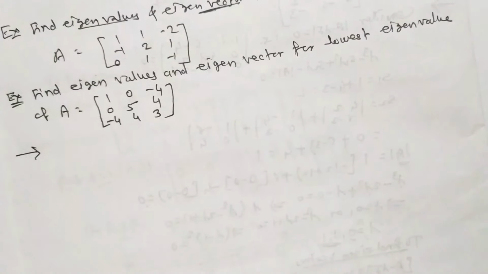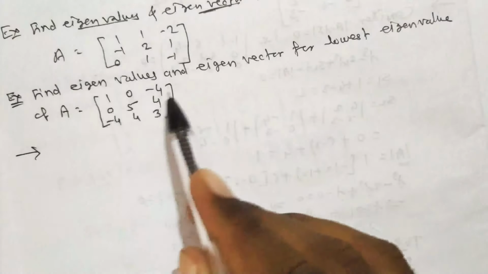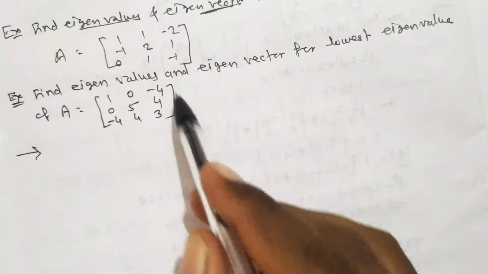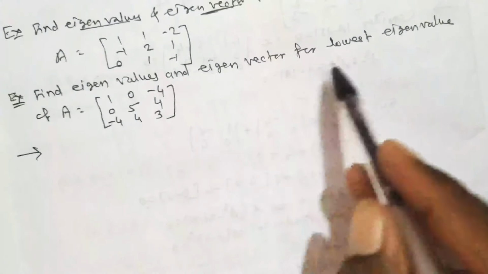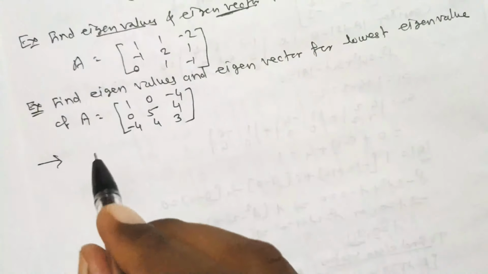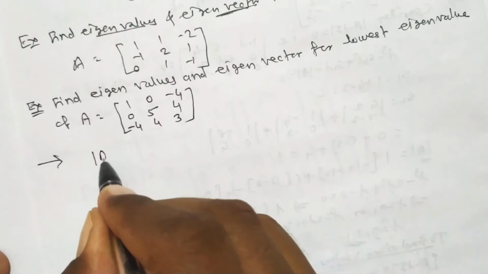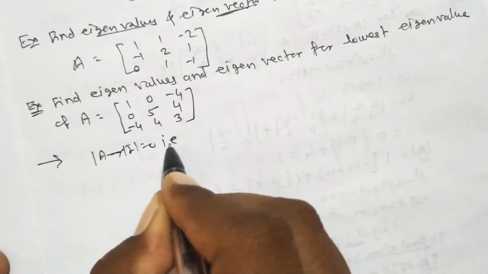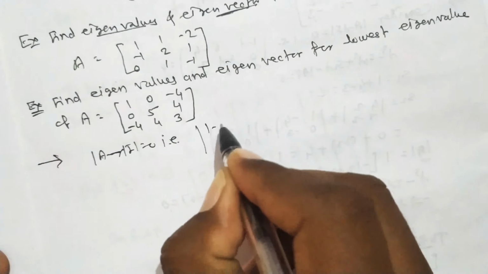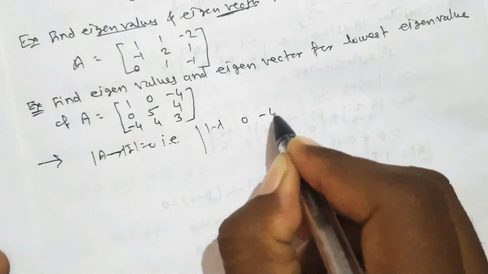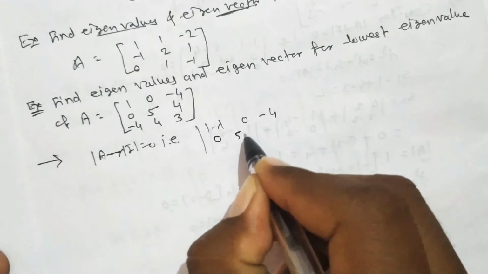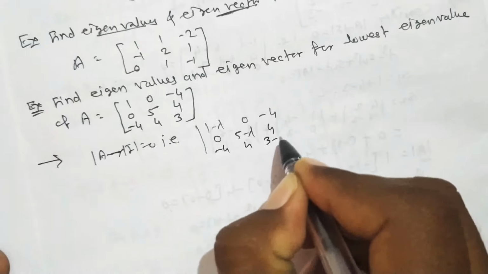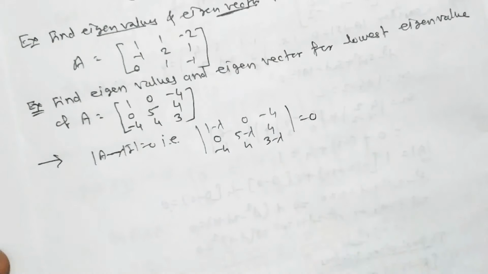Next problem of eigenvalues and eigenvectors: find the eigenvalues and the eigenvector for the lowest eigenvalue of matrix A. It means we have to find all eigenvalues of this matrix, and the eigenvector for the lowest eigenvalue. So for eigenvalues, first we consider the determinant of A minus lambda I equal to 0. The determinant of A minus lambda I is: 1 minus lambda, 0, minus 4; 0, 5 minus lambda, 4; minus 4, 4, 3 minus lambda; equal to 0.